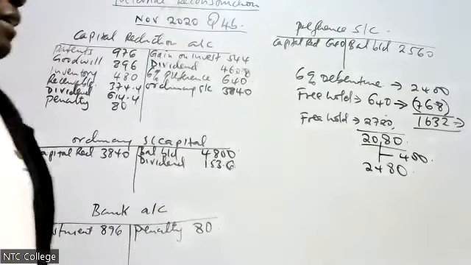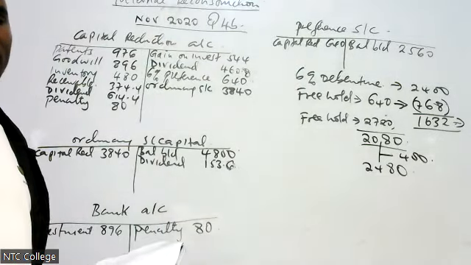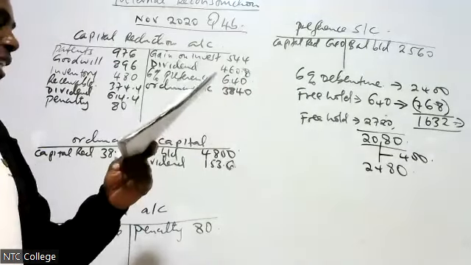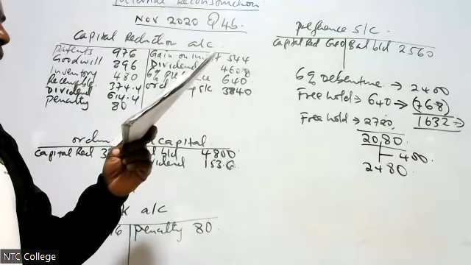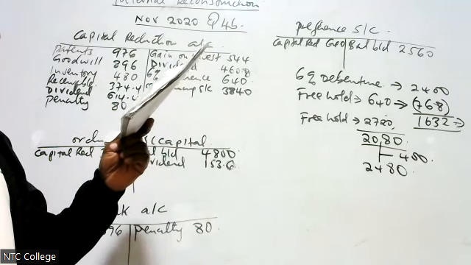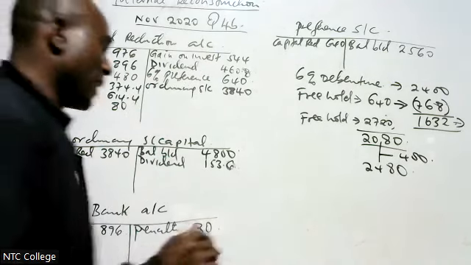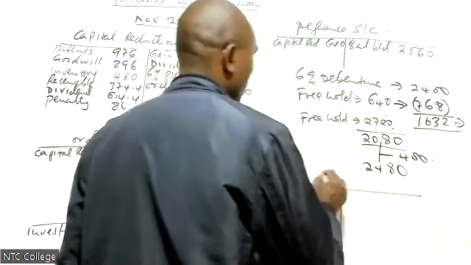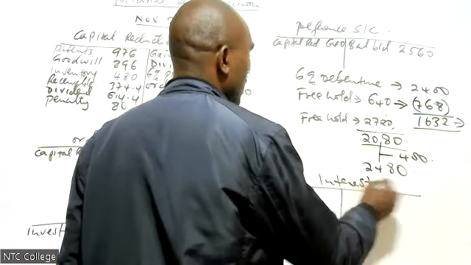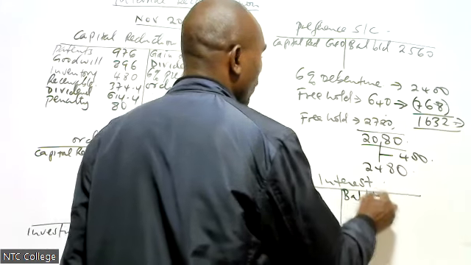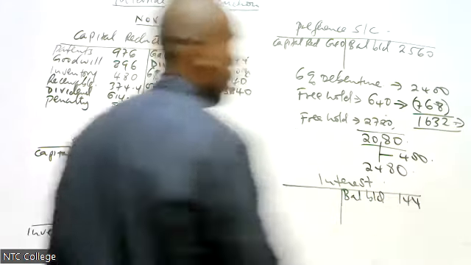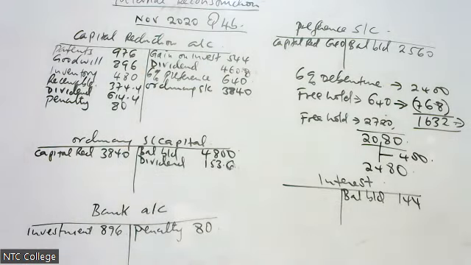Let's start accounting. Examiner said that the 6% debenture holders were to have their interest paid in cash. We are going to pay the debenture interest. This is our account for debenture interest. Balance brought down from the balance sheet is 144. Can you see 144 from the balance sheet? Yes.